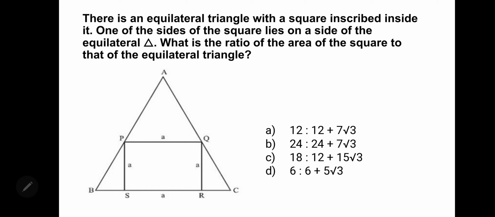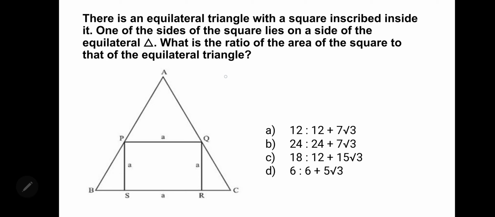What this question is saying: there is an equilateral triangle with a square inscribed inside it. One of the sides of the square lies on the side of the equilateral triangle. What is the ratio of the area of the square to that of the equilateral triangle? These are the options being given, and let's quickly understand the question first.